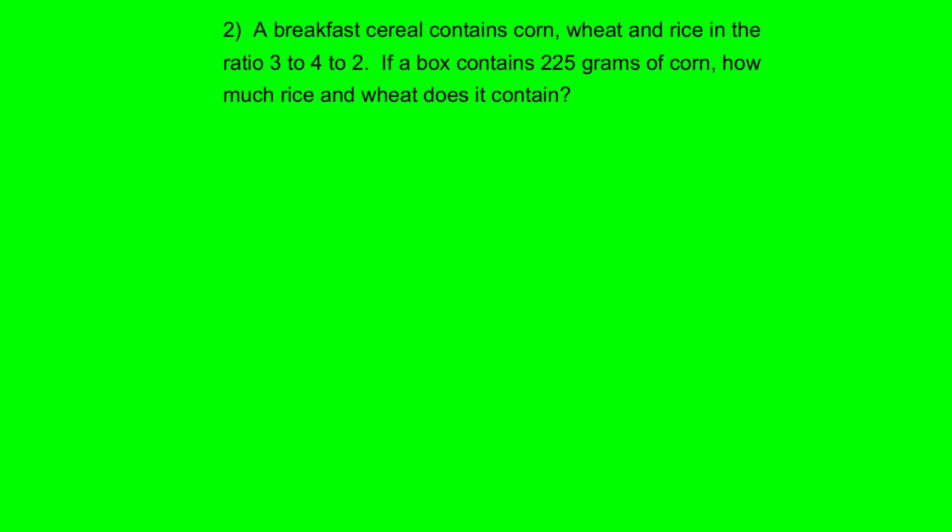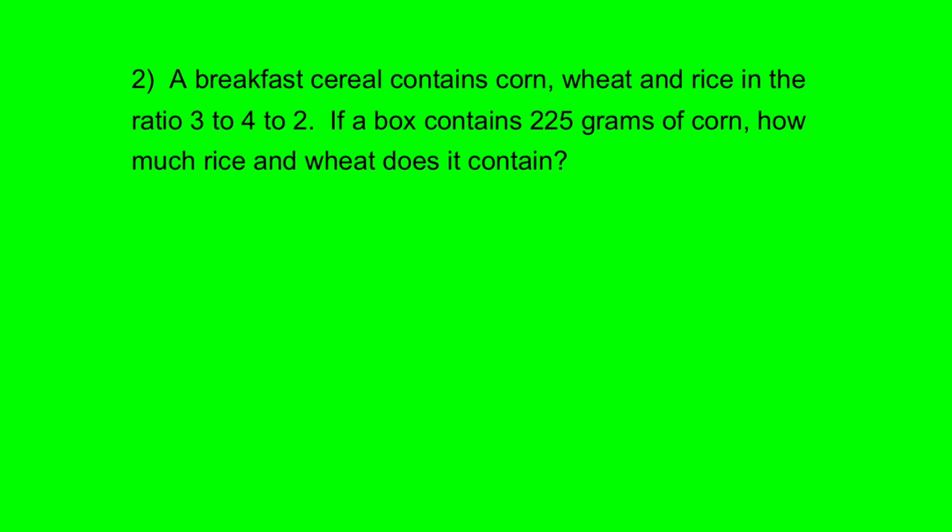Let's take a look at another problem. This one is a three-term ratio. It's a breakfast cereal problem. It says a breakfast cereal contains corn, wheat, and rice in the ratio 3 to 4 to 2. If a box contains 225 grams of corn, how much rice and wheat does it contain? Well, the unknown is how much rice and wheat. We actually have two unknowns.